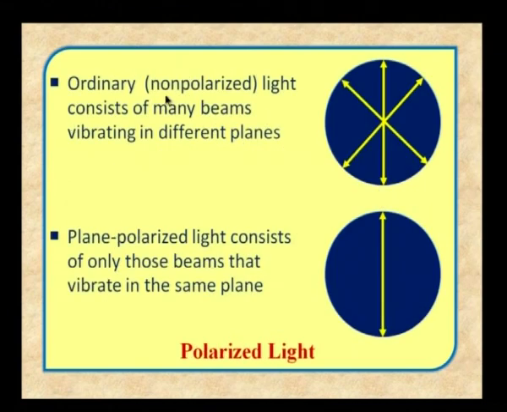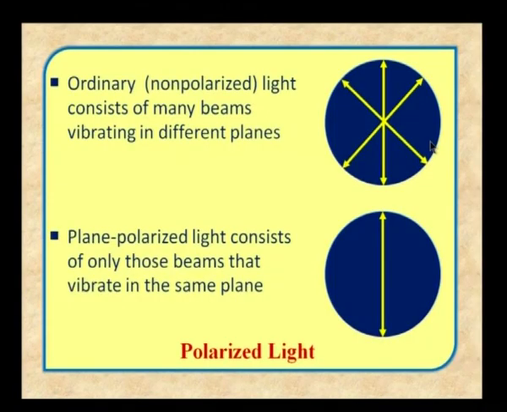Ordinary unpolarized light, or non-polarized light, consists of many beams vibrating in different planes. A plane polarized light consists of only those beams that vibrate in the same plane. So, this is a plane. It is vibrating like this. Here, they are vibrating like this. So, this is unpolarized light. All vibrations are allowed. A plane polarized light is one where the vibrations are confined to a particular plane. It is called the plane of vibration, which is perpendicular to the plane of polarization. Unpolarized light is represented by this, and plane polarized light is represented by this diagram.